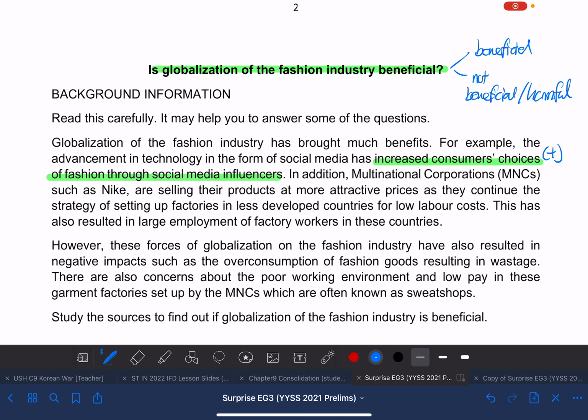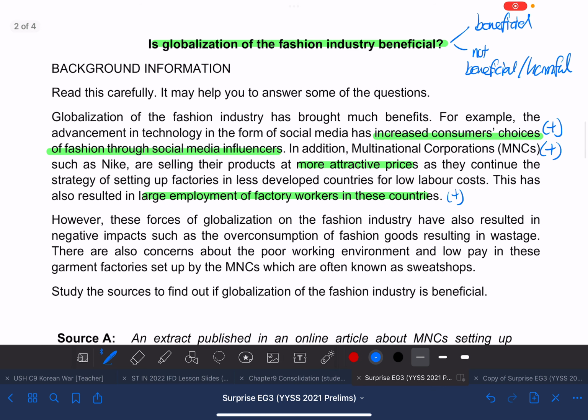Okay. In addition, multinational corporations, MNCs such as Nike, are selling their products at more attractive prices. Okay, what does this mean? It means that they're selling it at cheaper prices for consumers as they continue the strategy of setting up factories in less developed countries for lower labor costs. This has resulted in large employment of factory workers in these countries. Okay, so this is another benefit. Increased employment, more jobs, more income for these workers. So far, it seems that there are a lot of benefits.